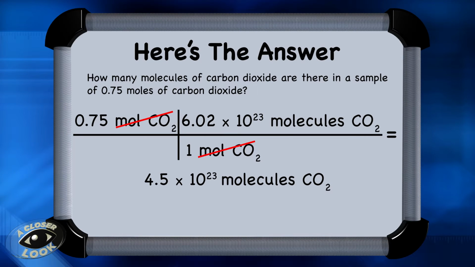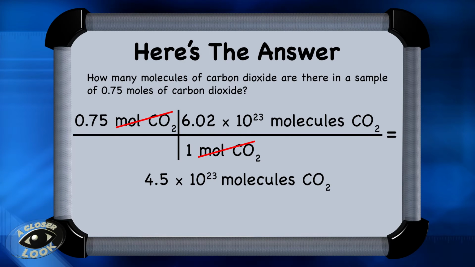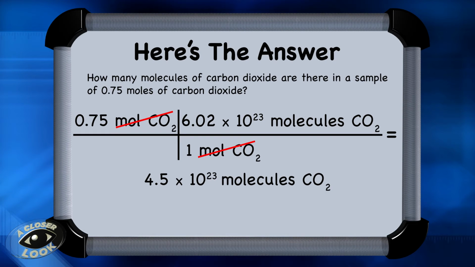Let's see if you got it right. This is how your setup should have looked. 0.75 moles of carbon dioxide placed in the upper left-hand corner. Then you should have brought the units down to convert from the moles of carbon dioxide to molecules of carbon dioxide. The units cancel because they appear in the numerator and the denominator, so moles of carbon dioxide go away. And all that is left to do is multiply 0.75 times 6.02 times 10 to the 23rd to determine how many molecules of carbon dioxide there are.